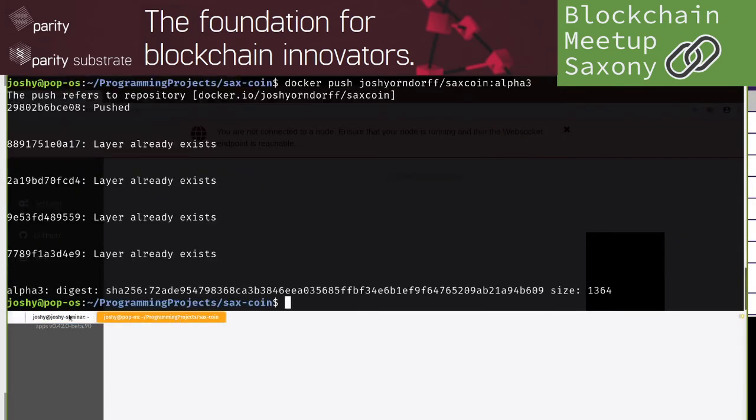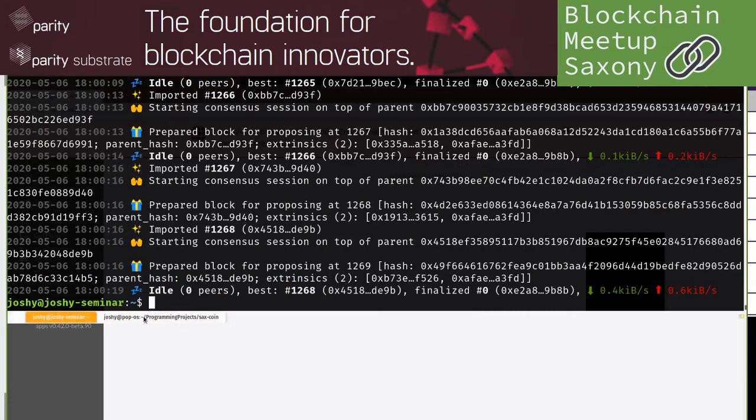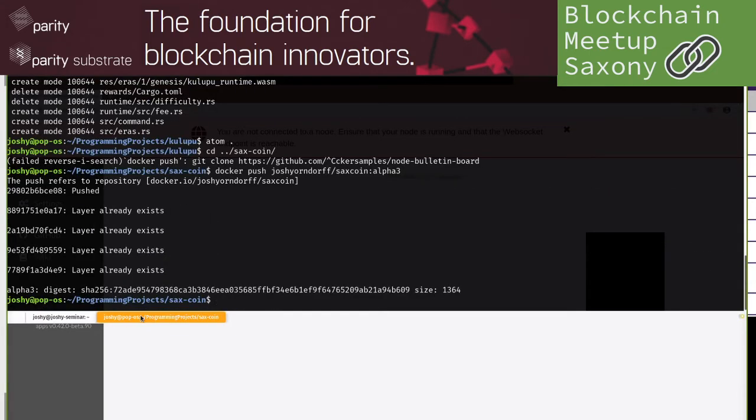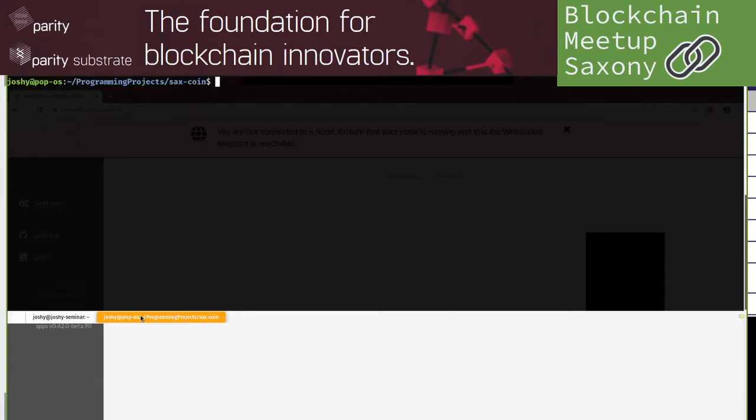This left terminal is the cloud server that Parity has for me. And this right terminal is just my own local system. So let's try this again. I'll run my node, Sax coin, and I'll purge the chain. That means throwing away all the blockchain data just so that we're starting fresh. And then this time I'll run it and say I'm a validator.